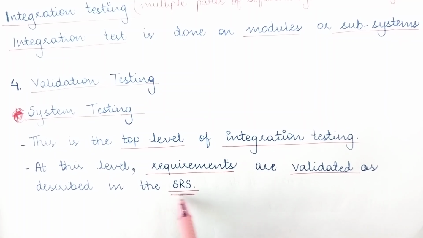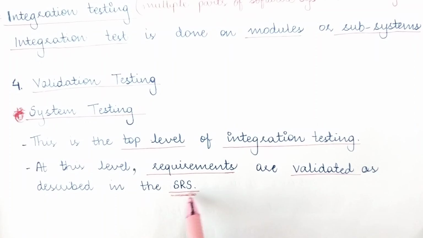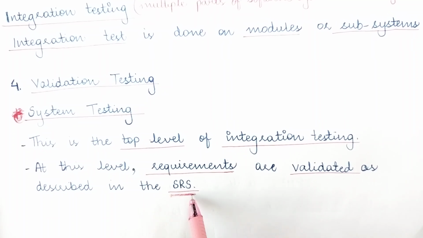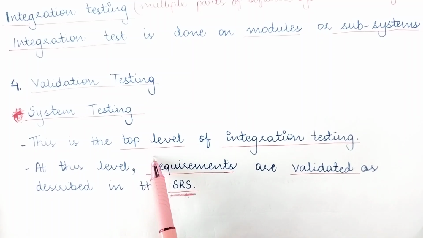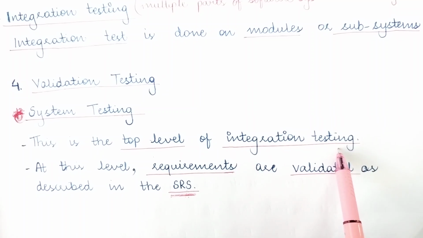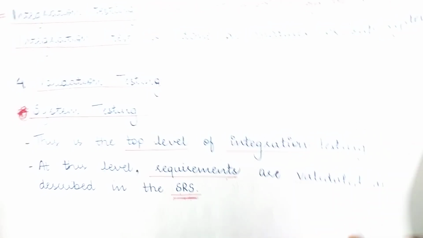Basically, before testing or implementing the system, you prepare the software requirement specification document, wherein you document all the requirements that are expected from the final system. So, in system testing, integration testing is done. All the modules are collectively tested to find out if they are meeting the requirements as described in the software requirement specification document.